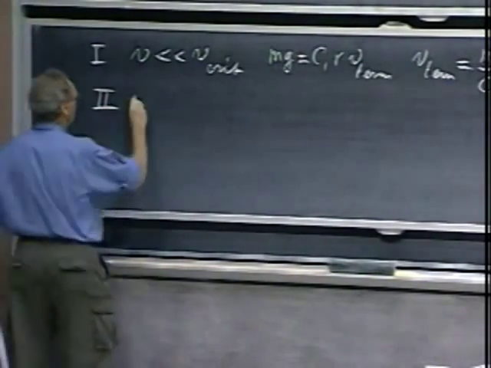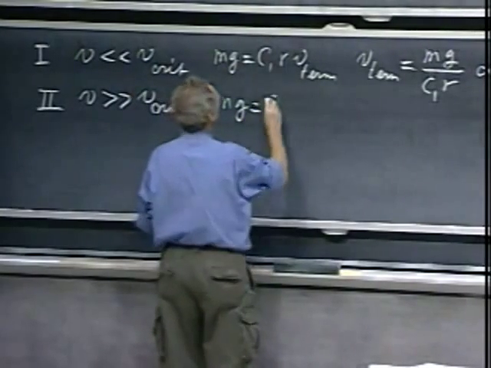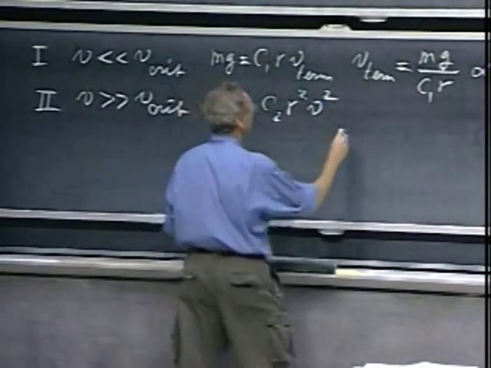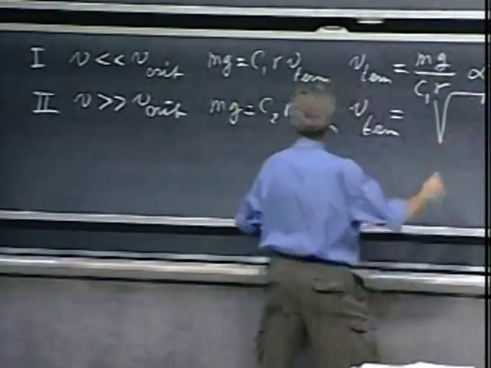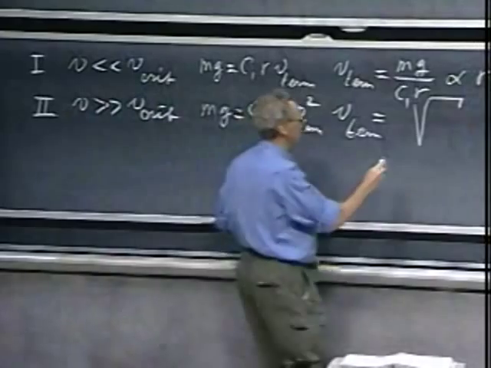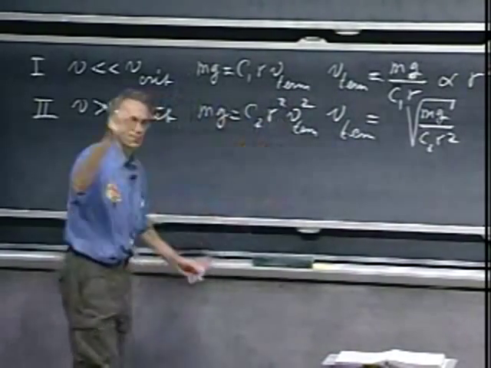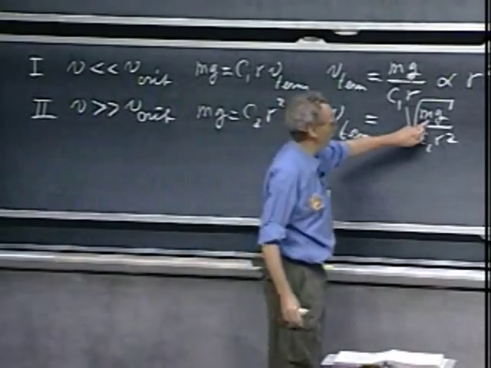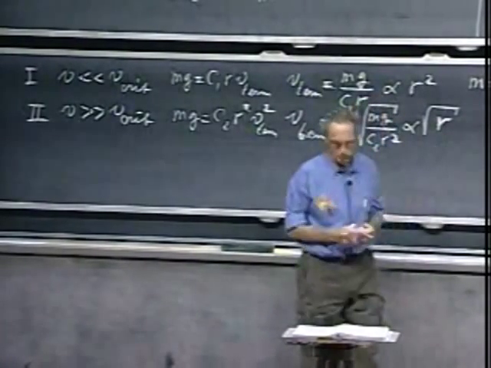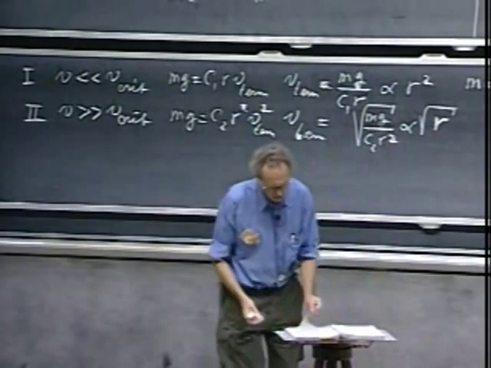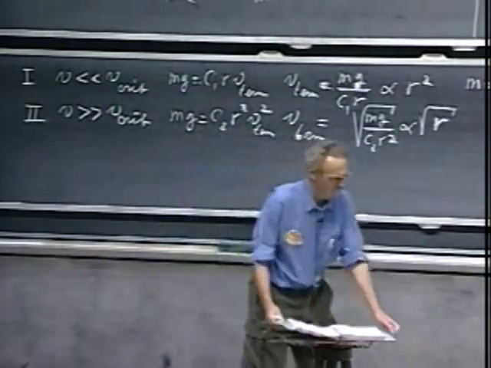Regime 2 is the case when v is much larger than v critical. So then mg equals c2 r squared v squared. This is the terminal velocity. So the terminal velocity is then the square root of mg divided by c2 r squared. And if you take objects with the same density and you compare their radii, m is proportional to r cubed, so this is now proportional to the square root of r. So this separates these two regimes, and we will see examples of that, that sometimes you really work exclusively in one, and sometimes you work in the other.